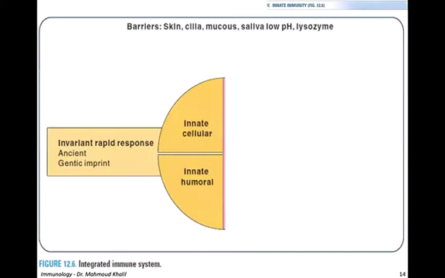Before we talk about these subtopics, we need to understand that innate immunity is divided into innate cellular and innate humoral. Both of them are invariant rapid responses. And what is the meaning of invariant? They don't change.